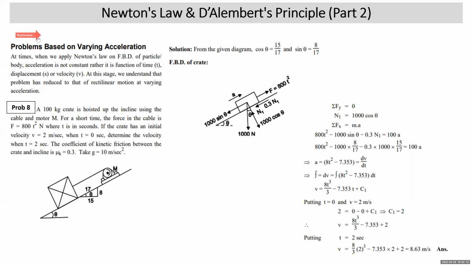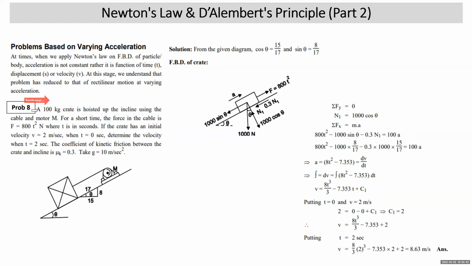Now, if on the free body diagram one of the forces is a function of time, or a function of velocity, or a function of displacement, when you apply Newton's law, it gets reduced to that of varying acceleration. The concept remains the same. Only thing is, after applying Newton's law, the problem gets reduced to that of varying acceleration. So students, we'll take just one sum to understand how we deal with it. I read problem number 9.